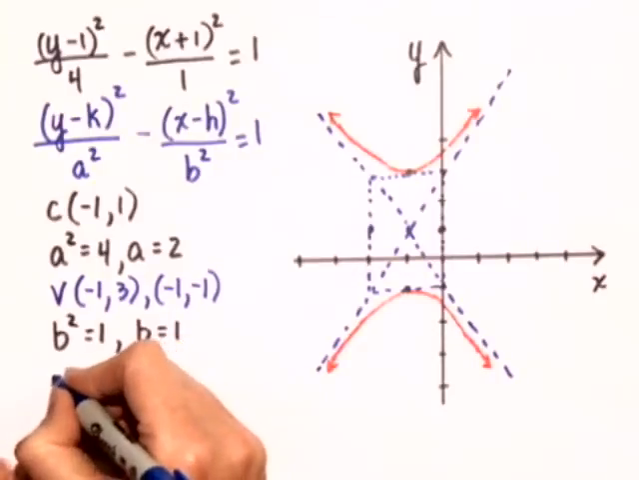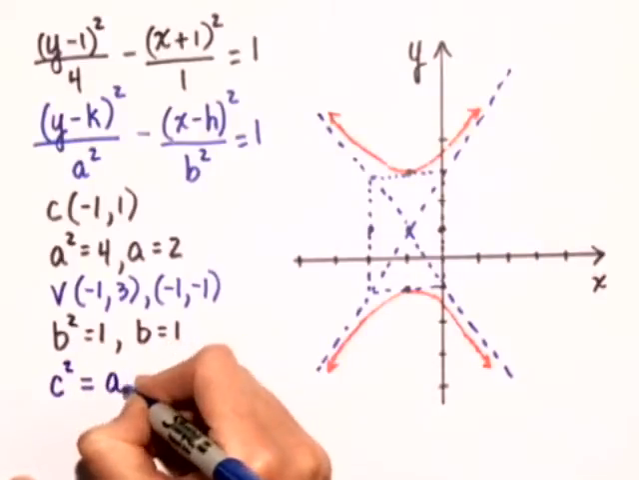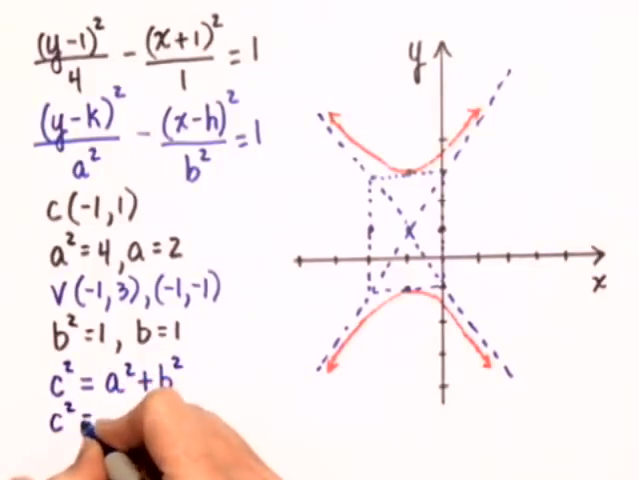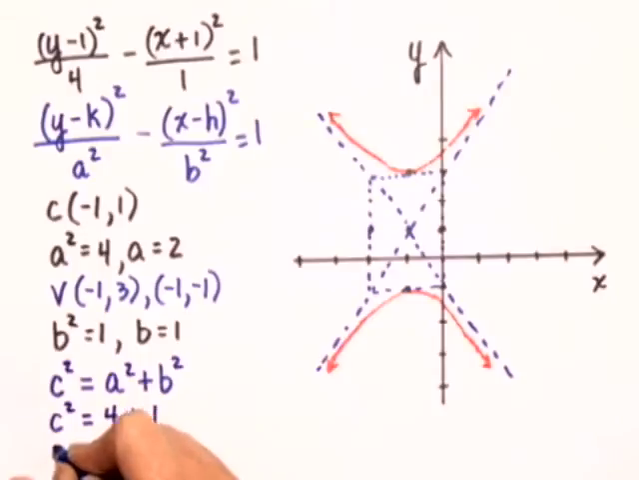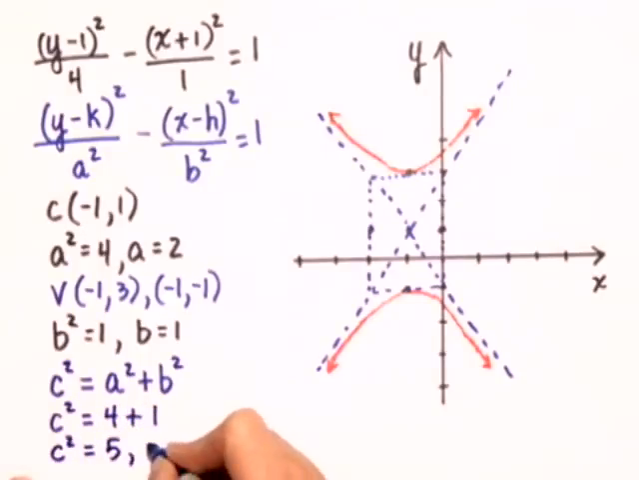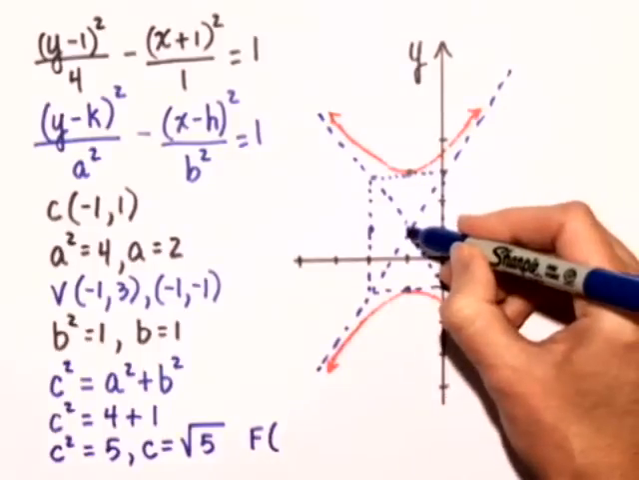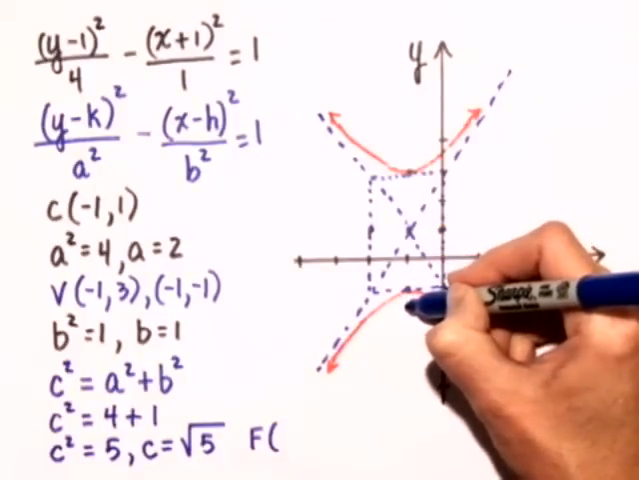In a hyperbola, we can find information about the focus using the equation c squared is equal to a squared plus b squared. So in our case, we have c squared is equal to a squared, which was 4, plus b squared, which was 1. So therefore, c squared is equal to 5, or c is equal to the square root of 5. So the focus always lies along the same axis as the transverse axis. So we could say that we have one focus located the square root of 5 units above the center, the other focus located the square root of 5 units below the center.